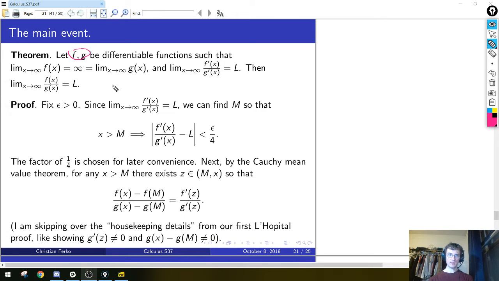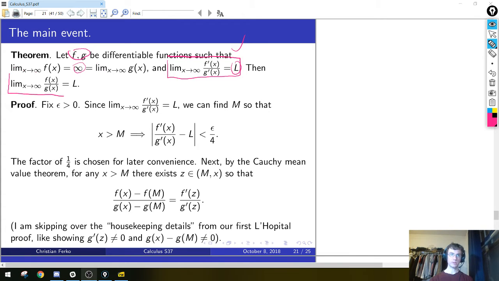Two functions f and g. We assume they're differentiable on some open interval containing infinity as the right endpoint. And the proof we're doing is infinity over infinity at infinity, right? So we assume the limit as x goes to infinity of f is infinity, and the limit as x goes to infinity of g is also infinity, and the limit of the quotient of their derivatives exists, and it's some number L.